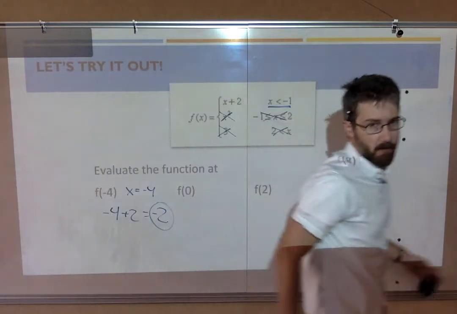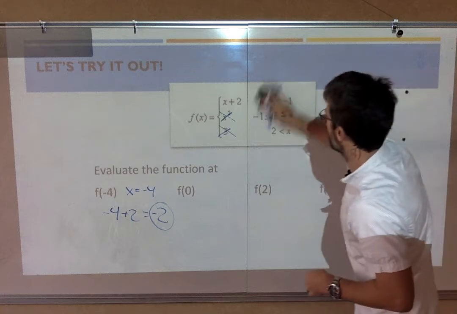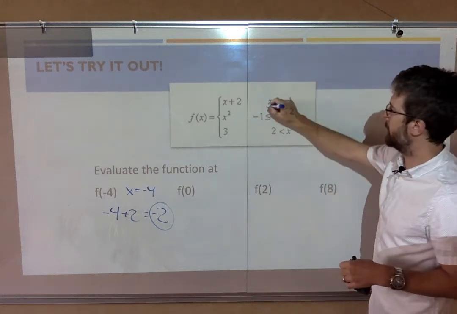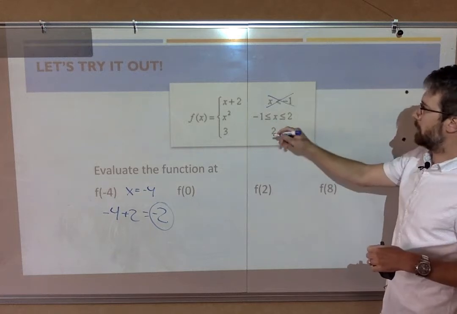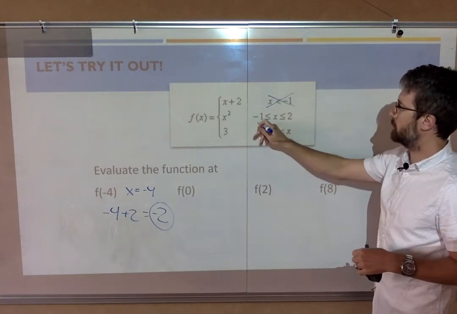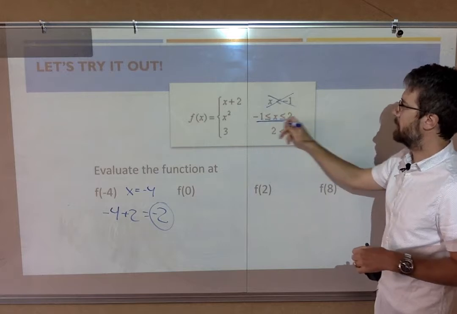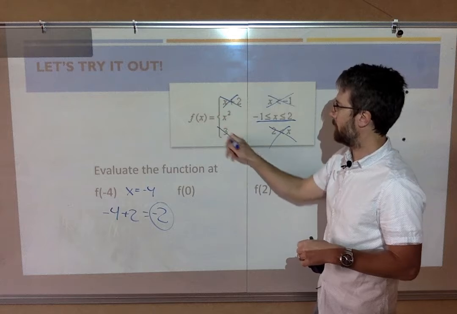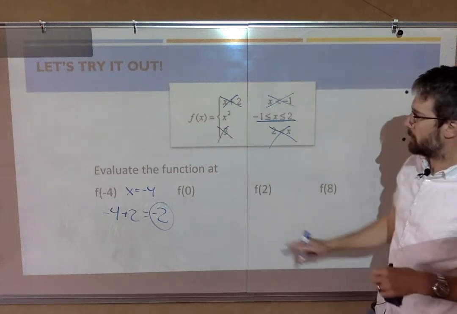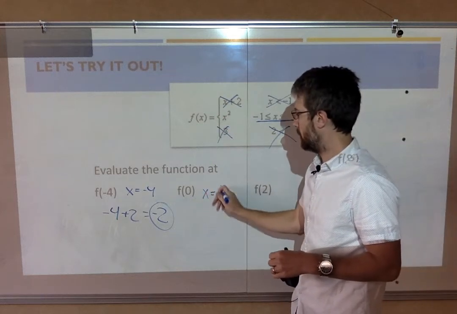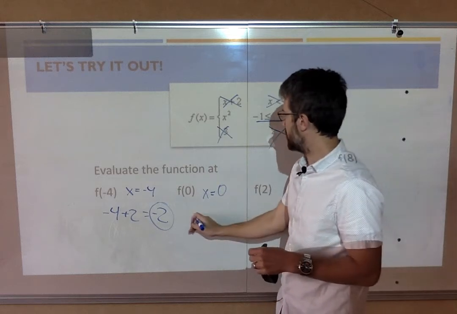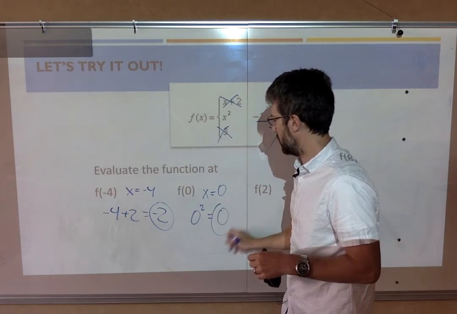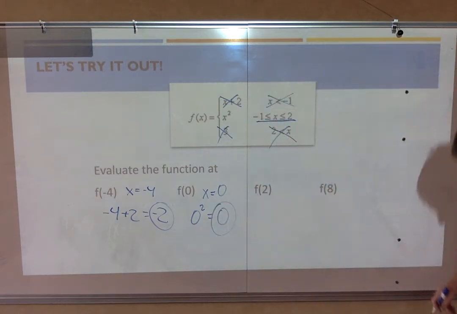All right, for f of 0, which inequality does it fit into? 0 is not less than -1. 0 is between -1 and 2, so it fits into this inequality. 0 is not greater than 2, so it's not that one. It's not the top one, it's not the bottom one, it's the middle one. So for f of 0, where x is equal to 0, f of 0 is going to be 0 squared, which is 0. That's a lot of circles.